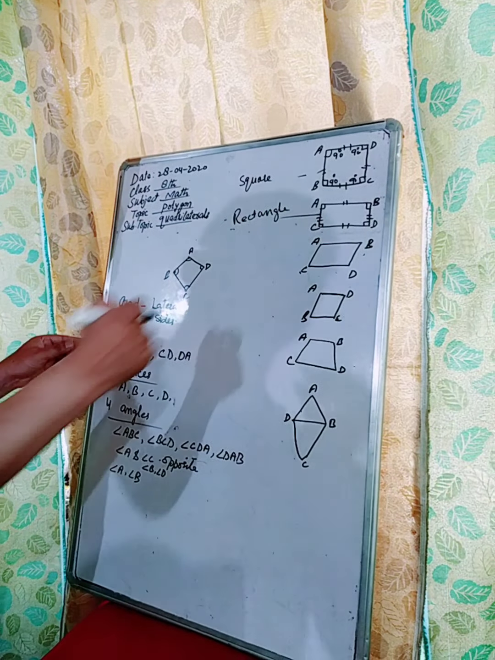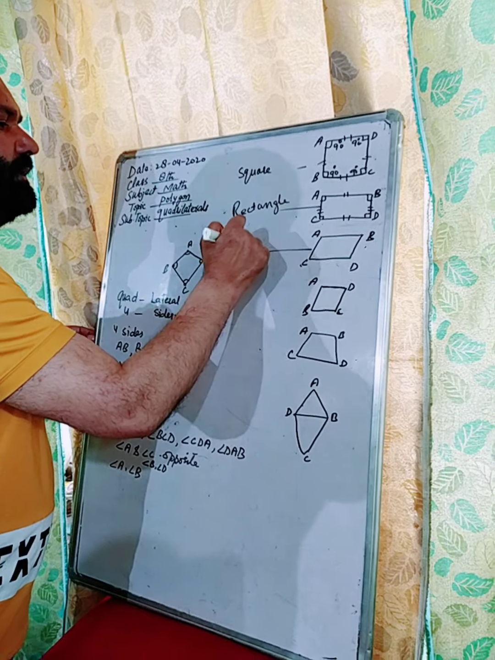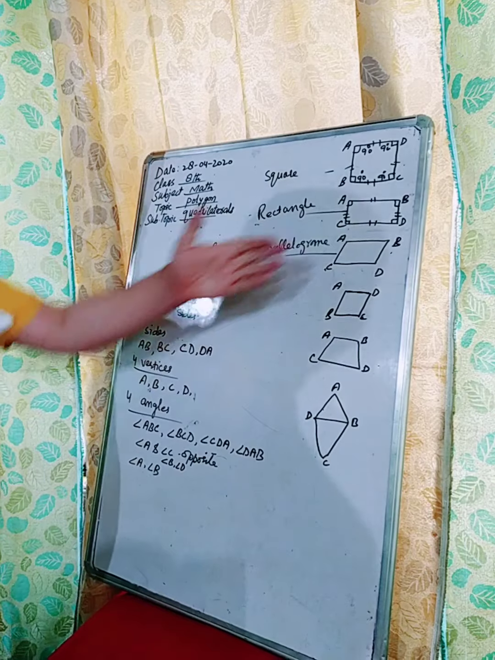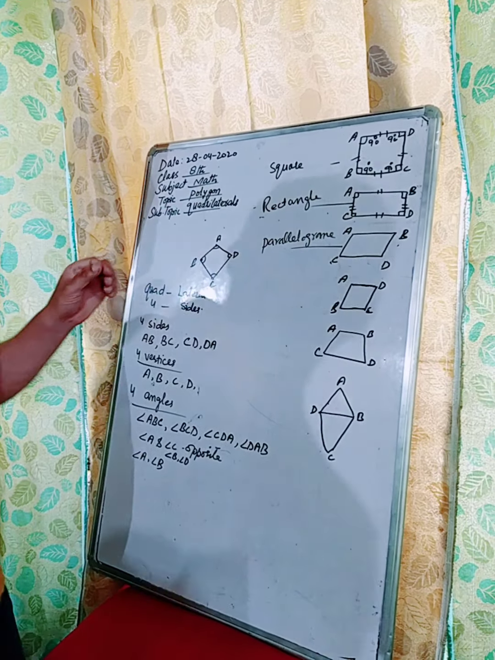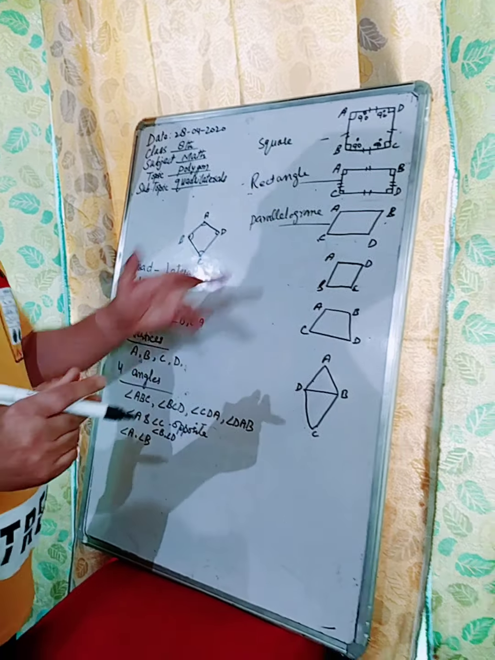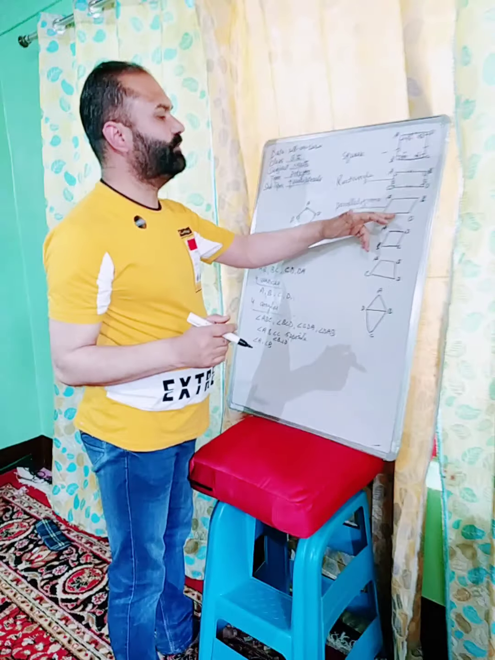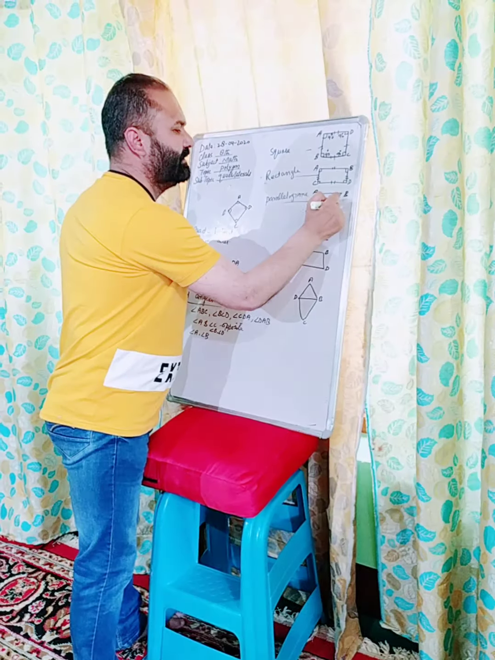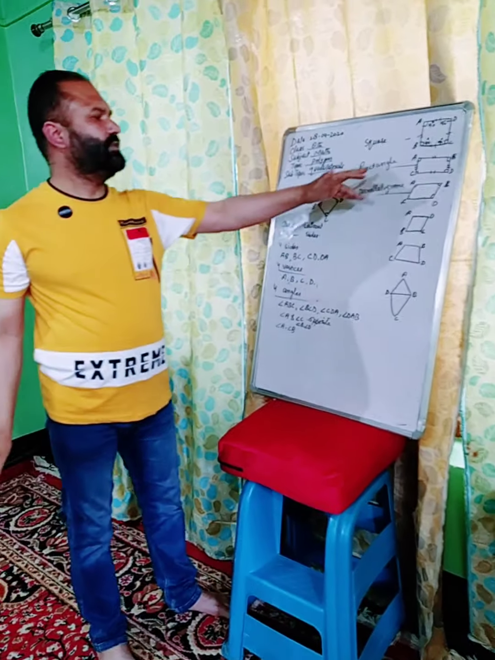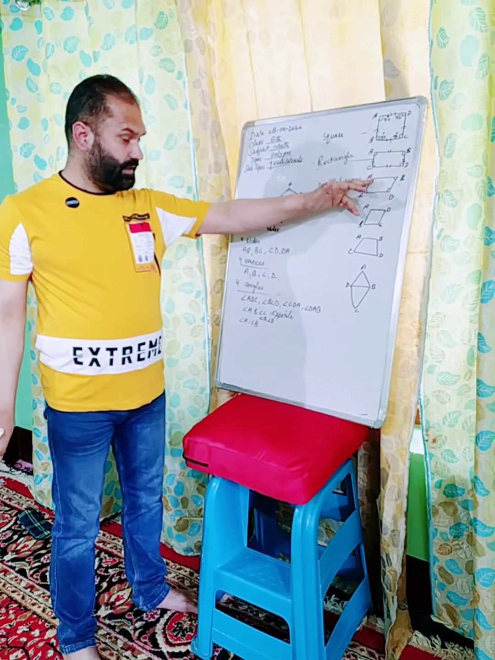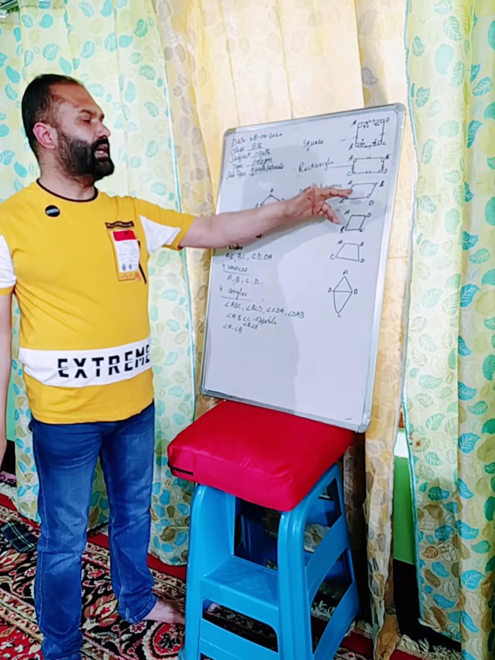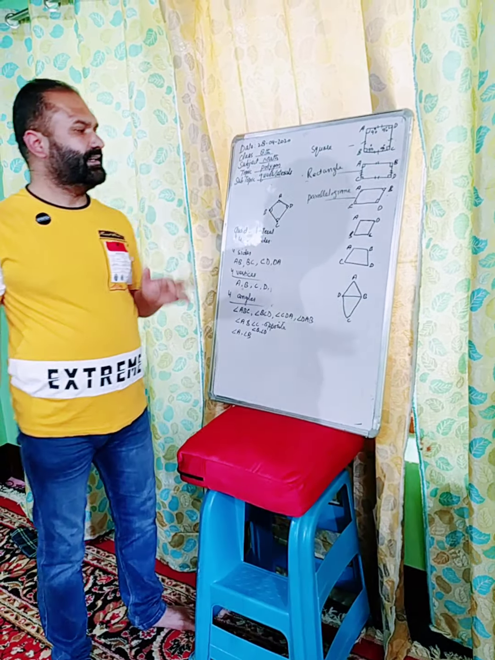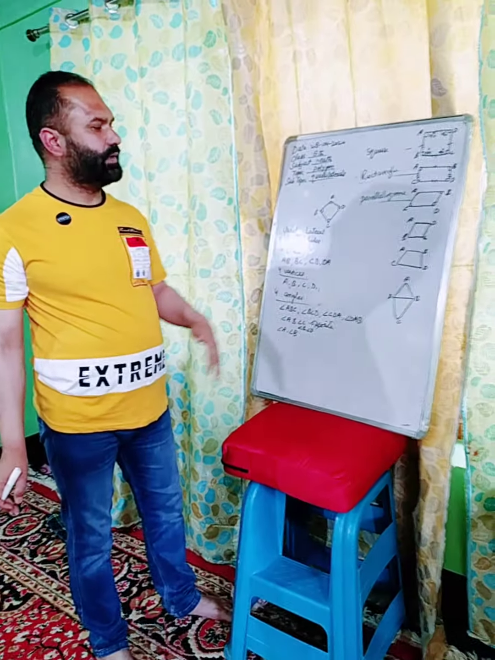The third figure is called a parallelogram. The only difference is that it does not have four 90 degree angles. Two opposite sides are parallel, same as here, but these angles are not equal to 90 degrees. The only difference between a rectangle and a parallelogram: it has four sides, two opposite sides parallel, same here, but here all angles are 90 degrees, there all angles are not 90 degrees. So this is called a parallelogram.